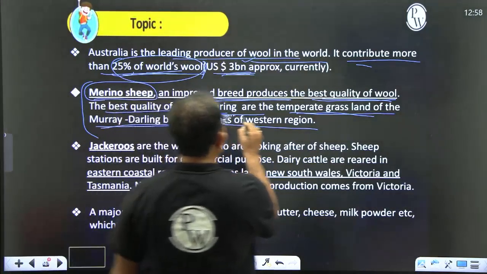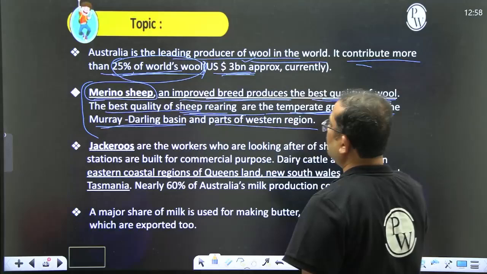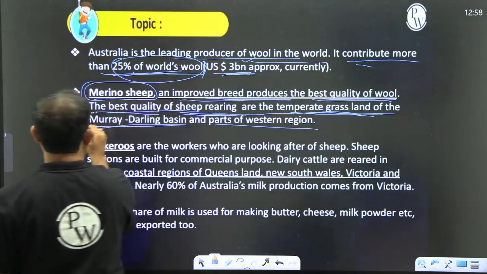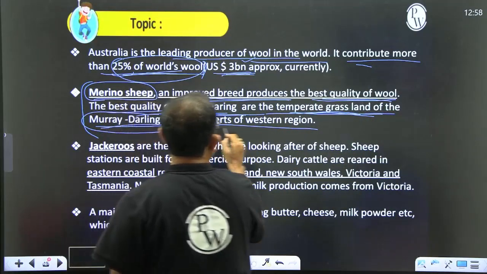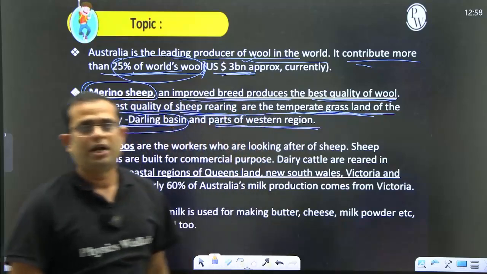So the best quality sheep rearing is in the temperate grasslands of the Murray-Darling basin and parts of the western regions.